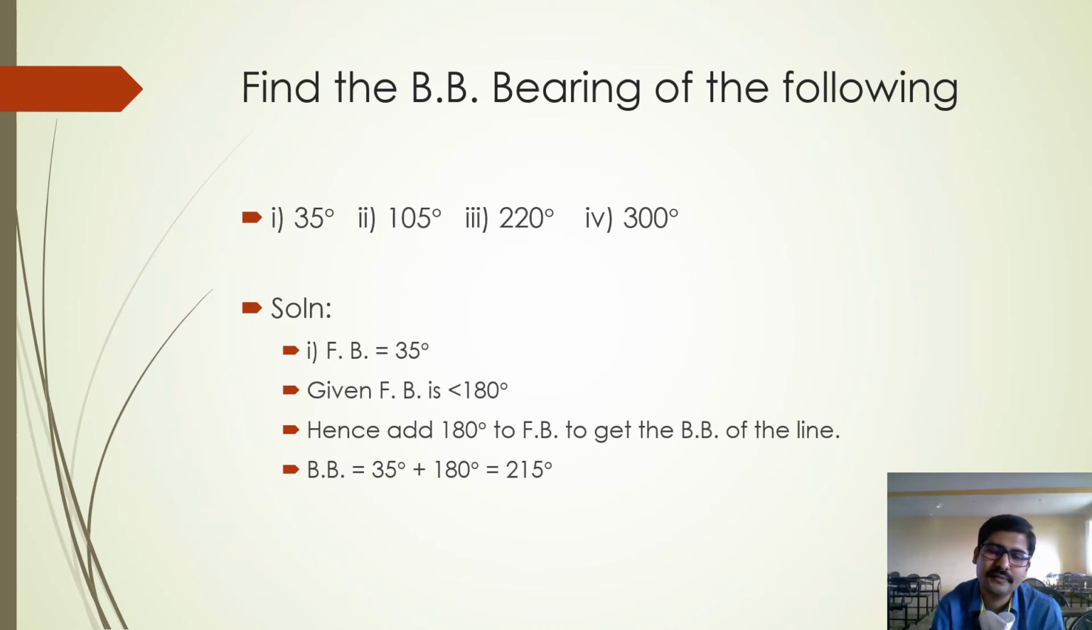Then we have the last example, 300 degree. So definitely 300 degree is more than 180 degree, so you need to subtract 180 from 300. So definitely it will be 120 degree. So 300 minus 180 is 120. So the back bearing of that line is 120 degree.